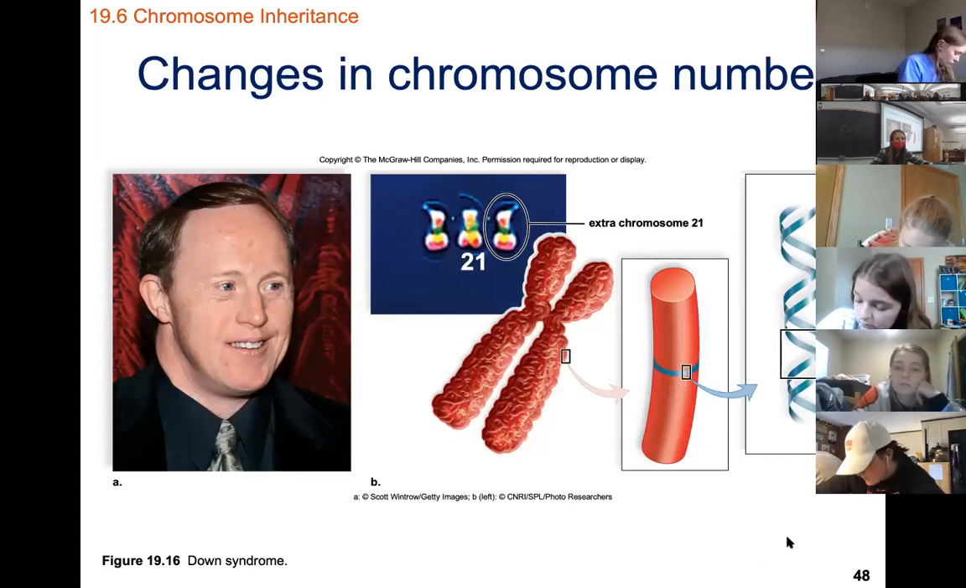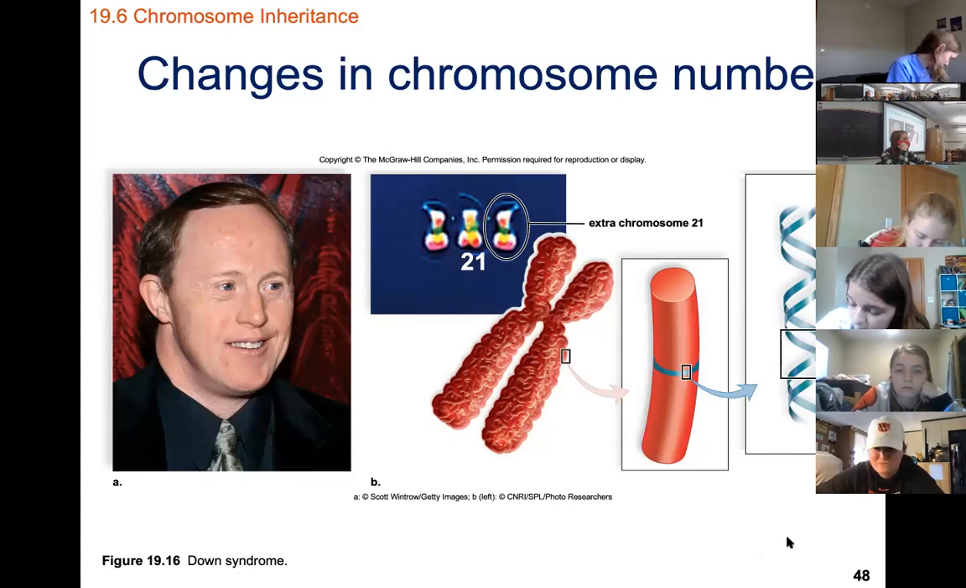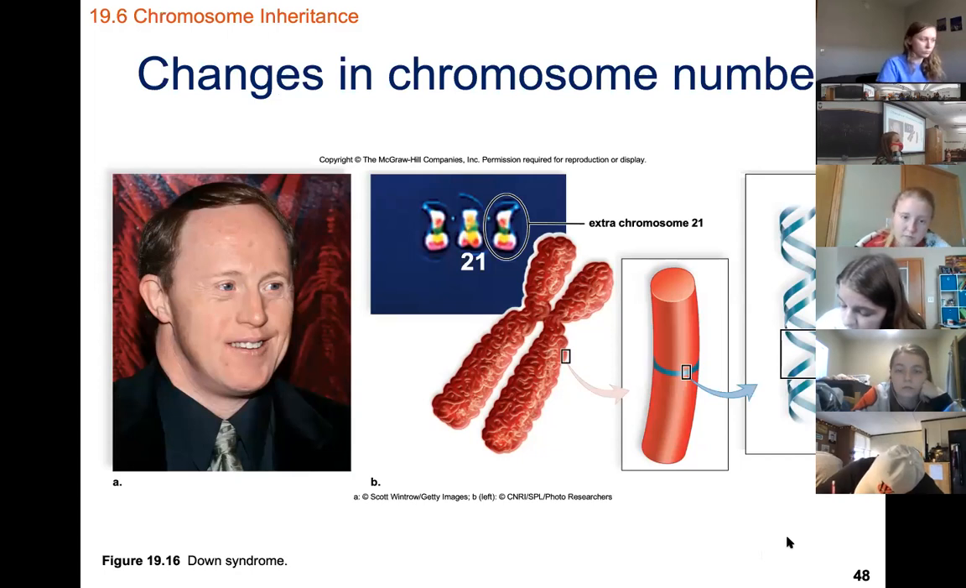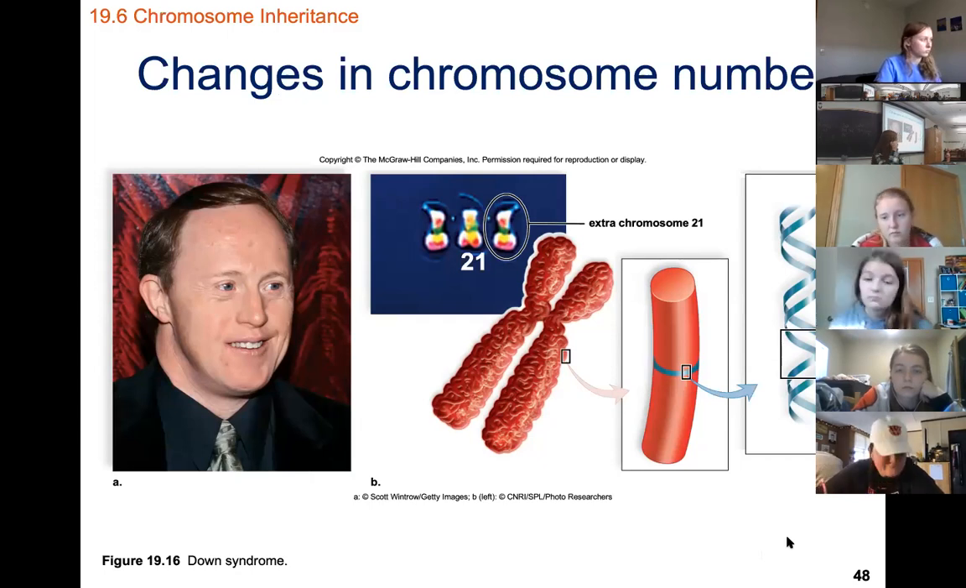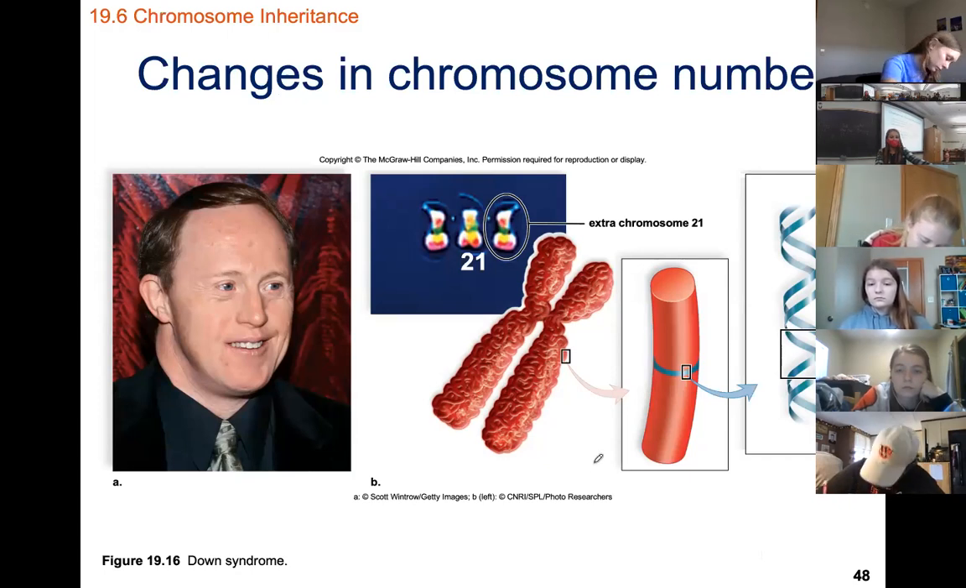This is just showing the example of Down syndrome here, which we talked about briefly. Okay, there's an extra chromosome, and you can tell that because of that karyotype in the middle there. There's 3 chromosomes at that location. It means that they have extra copies of whatever that gene is that is in that location.